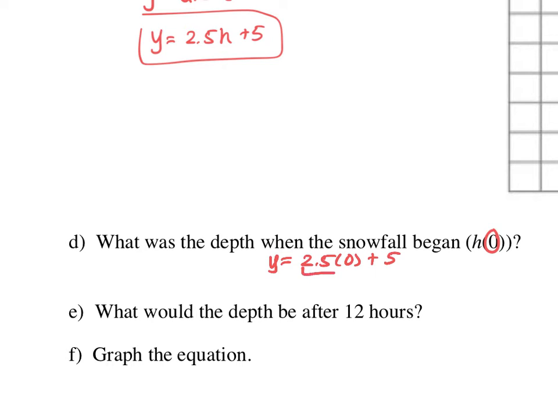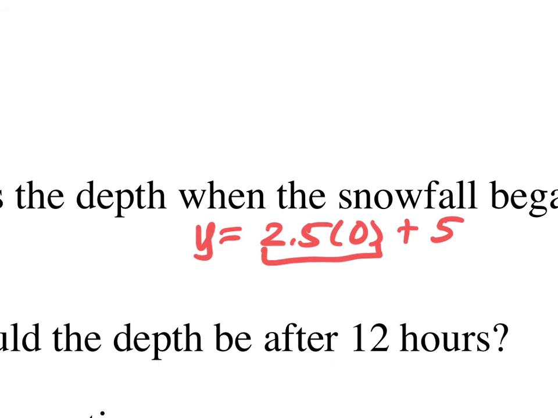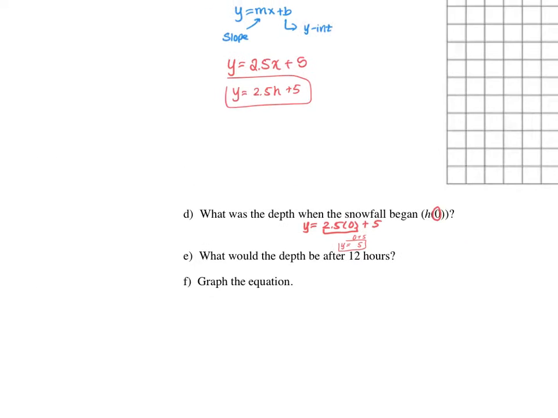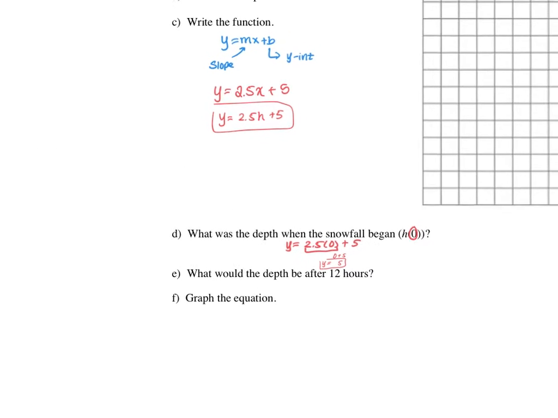When I type this into my calculator, or if I just know that rule, anything times 0 is 0. 0 plus 5 is 5. So y equals 5. So what that means is that the initial amount of snow was 5 inches.